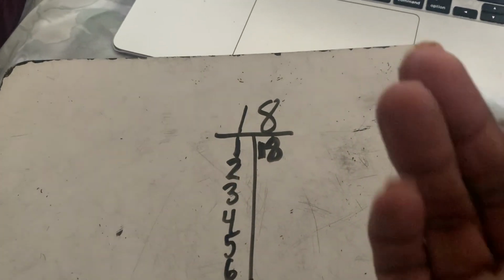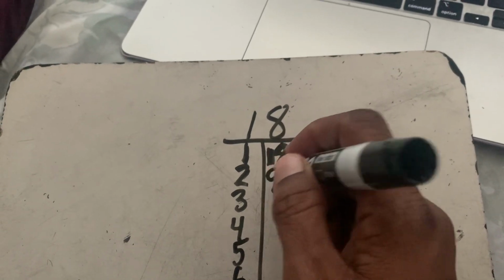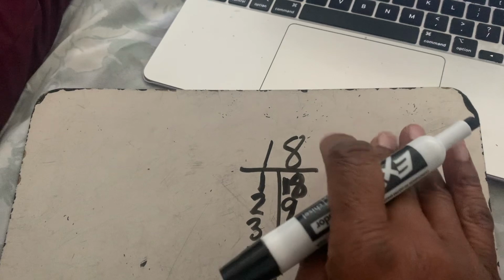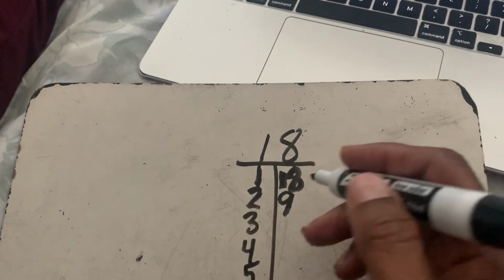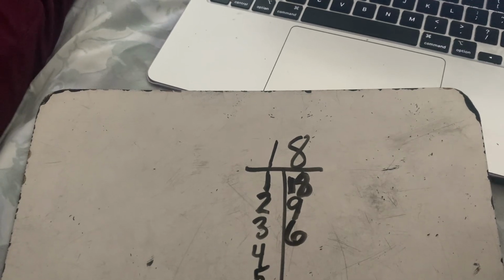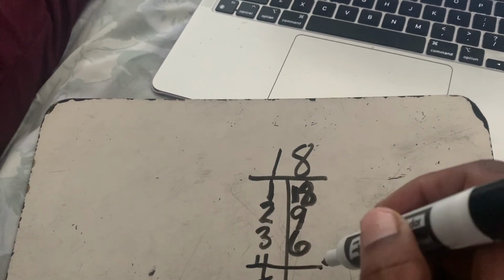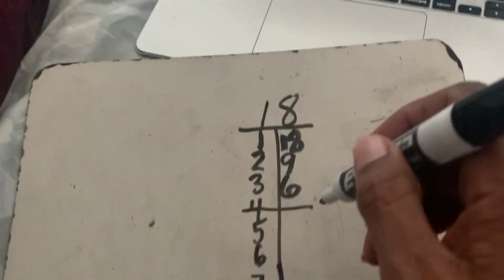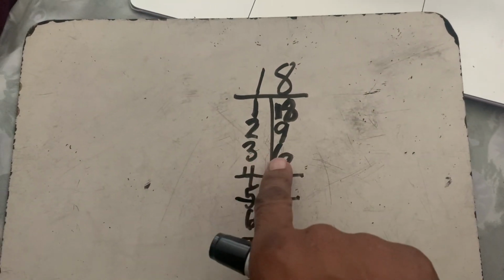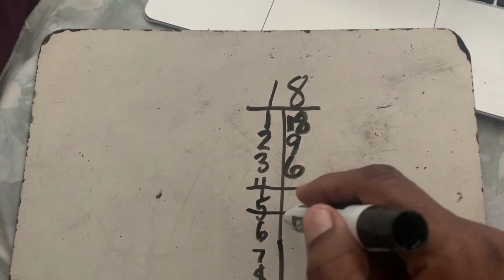So that gave me 9. 2 times 9 is 18. What about 3? 3, 6, 9, 12, 15, 18. That's 6. What about 4? 4, 8, 12, 16, 20. I didn't say 18. 5, 10, 15, 20. I didn't say 18. Now, 3 times 6 gives you 18, so you know 6 times 3 gives you 18.